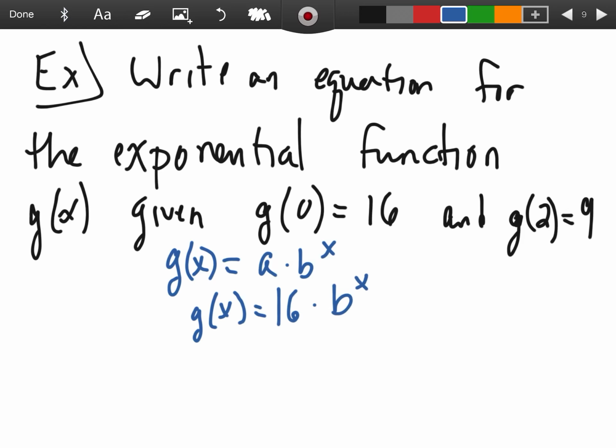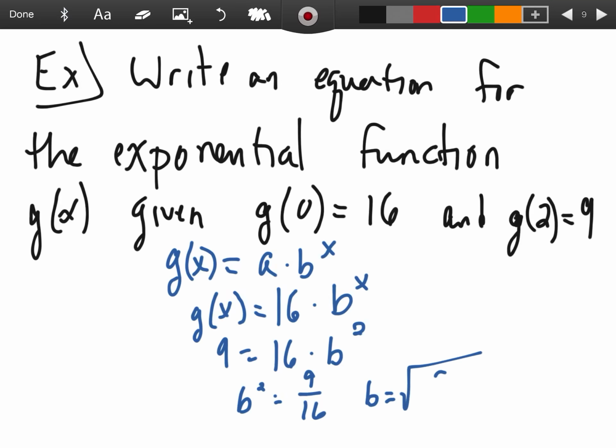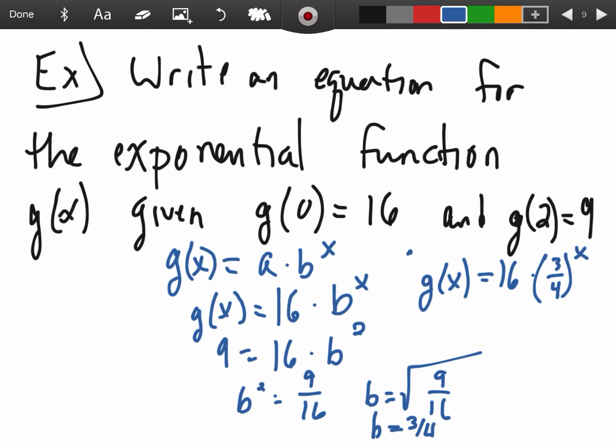And then if I plug in 2, I should get out 9. So 9 equals 16 times b squared. So b squared equals 9 over 16. I take the square root. B equals the square root of 9 over 16, which is just 3/4. All right, so g of x is equal to 16 times 3/4 to the x. That is my exponential function.